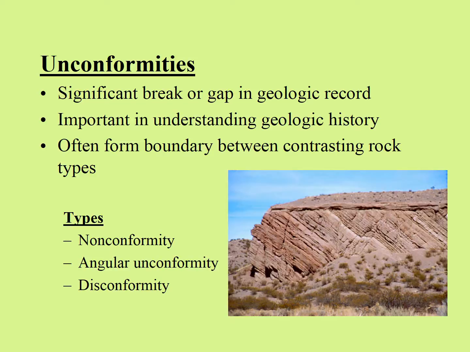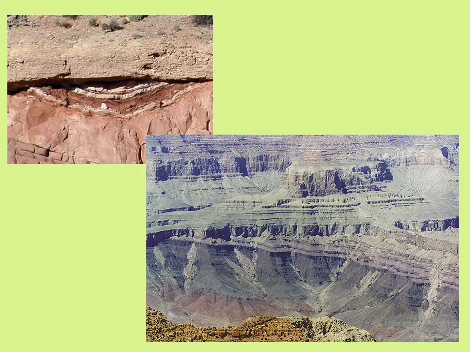Here's a couple more pictures of angular unconformities. In the upper left, we see layers that probably were originally deposited horizontally, but which were folded, and then there was erosion, and then the deposition of additional sedimentary beds, and now we have an angular unconformity in the upper left image.